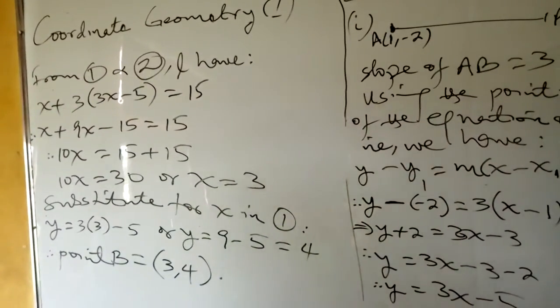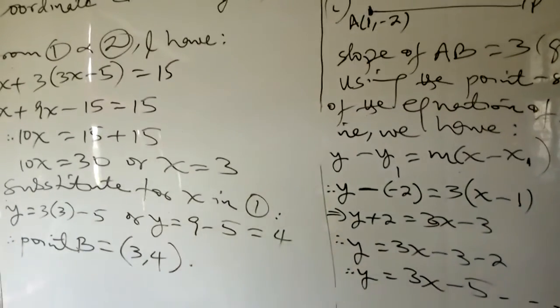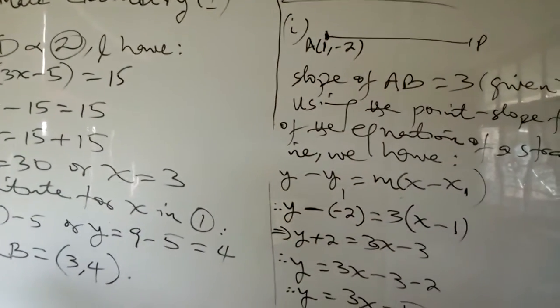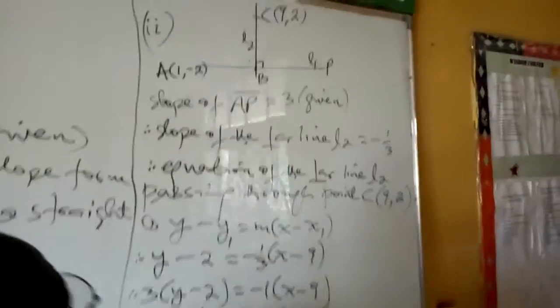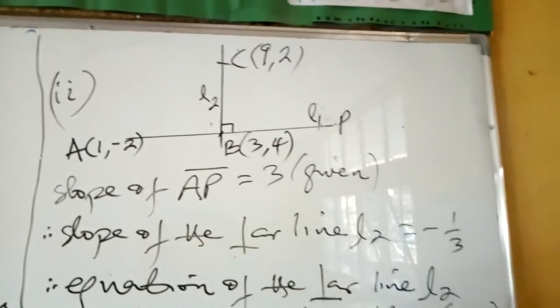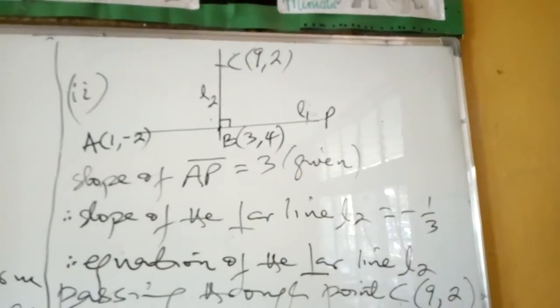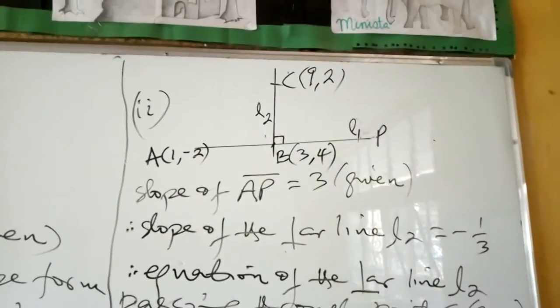Roman figure 4 says that we should find distances AB and BC. So this point B, the coordinates of this point B are (3, 4). Now, Roman figure 4, we should find distances AB and BC. So I continue from here.